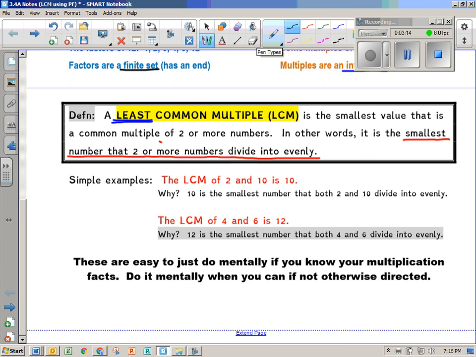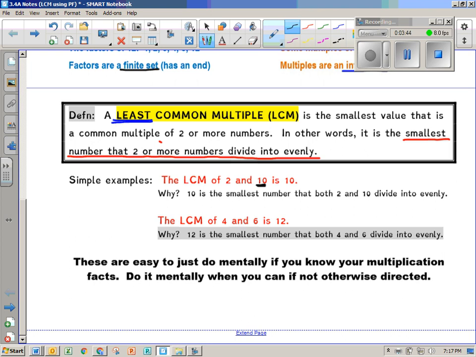Okay, so I just gave a couple of simple examples. The least common multiple of 2 and 10 is 10. Remember, the greatest common factor would be 2. That's the biggest number that divides into 2 and 10, but we want the number that 2 and 10 divide into. So remember, the LCM can't be any smaller than the largest number. Otherwise, the largest number won't divide into it.